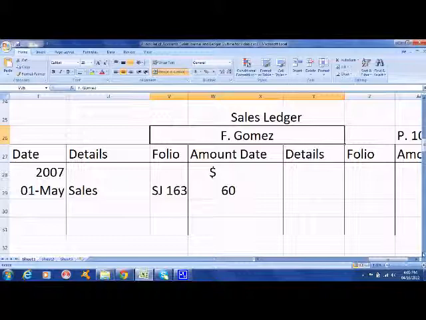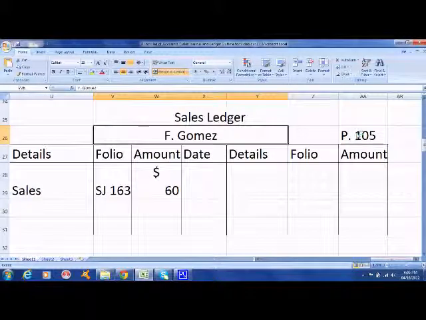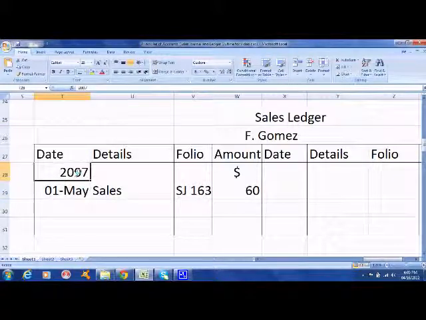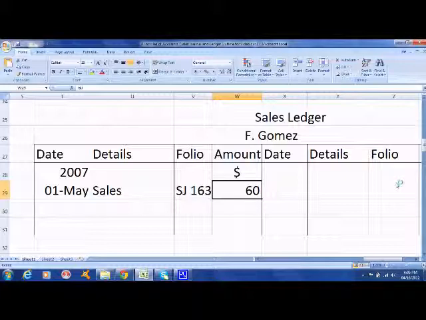First thing, you type in your page number, it's page 105, which comes from the journal. Then you write the date, May 1, then you write sales, and SJ 163, because you're taking the figures from sales journal page 163. That's the reason why we have this. Then the figure is $60. So that is F. Gomez.